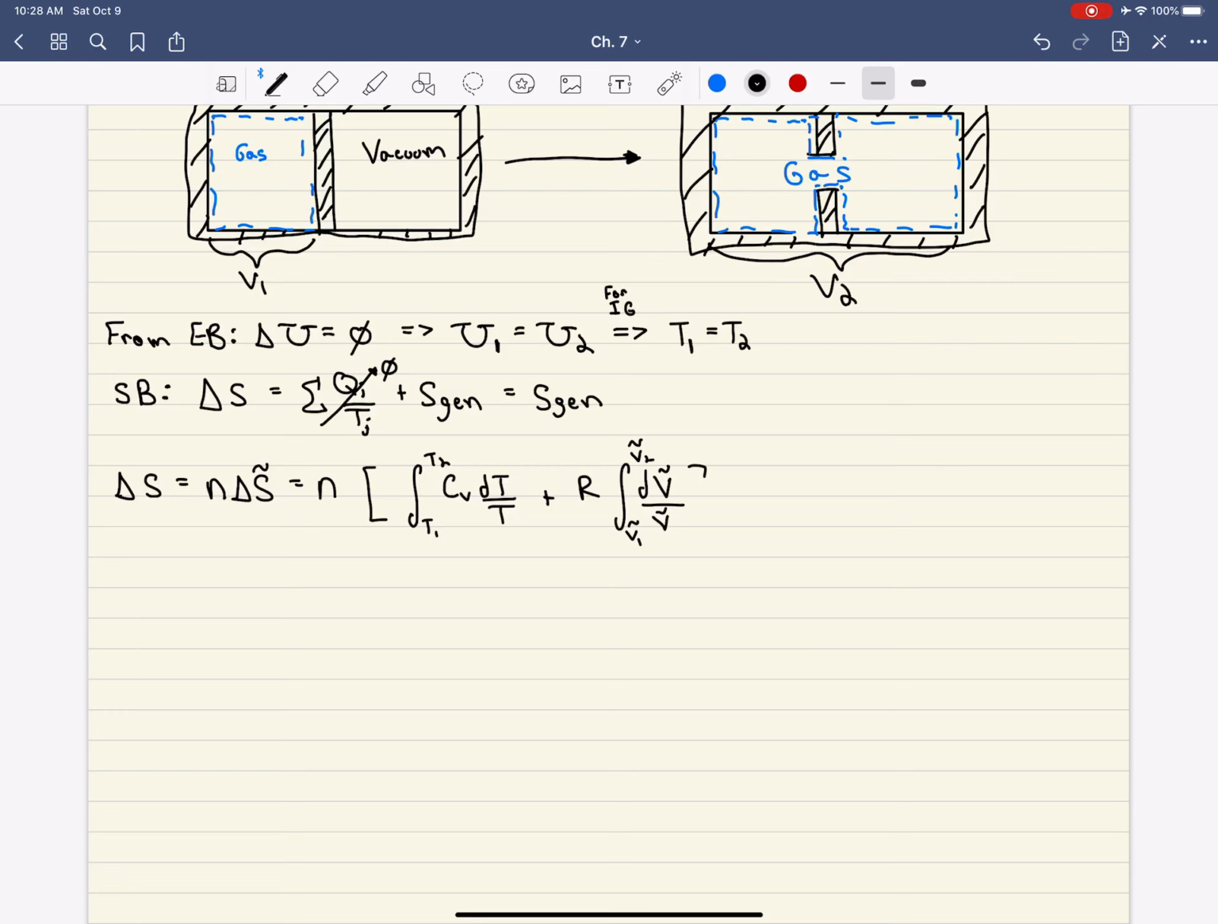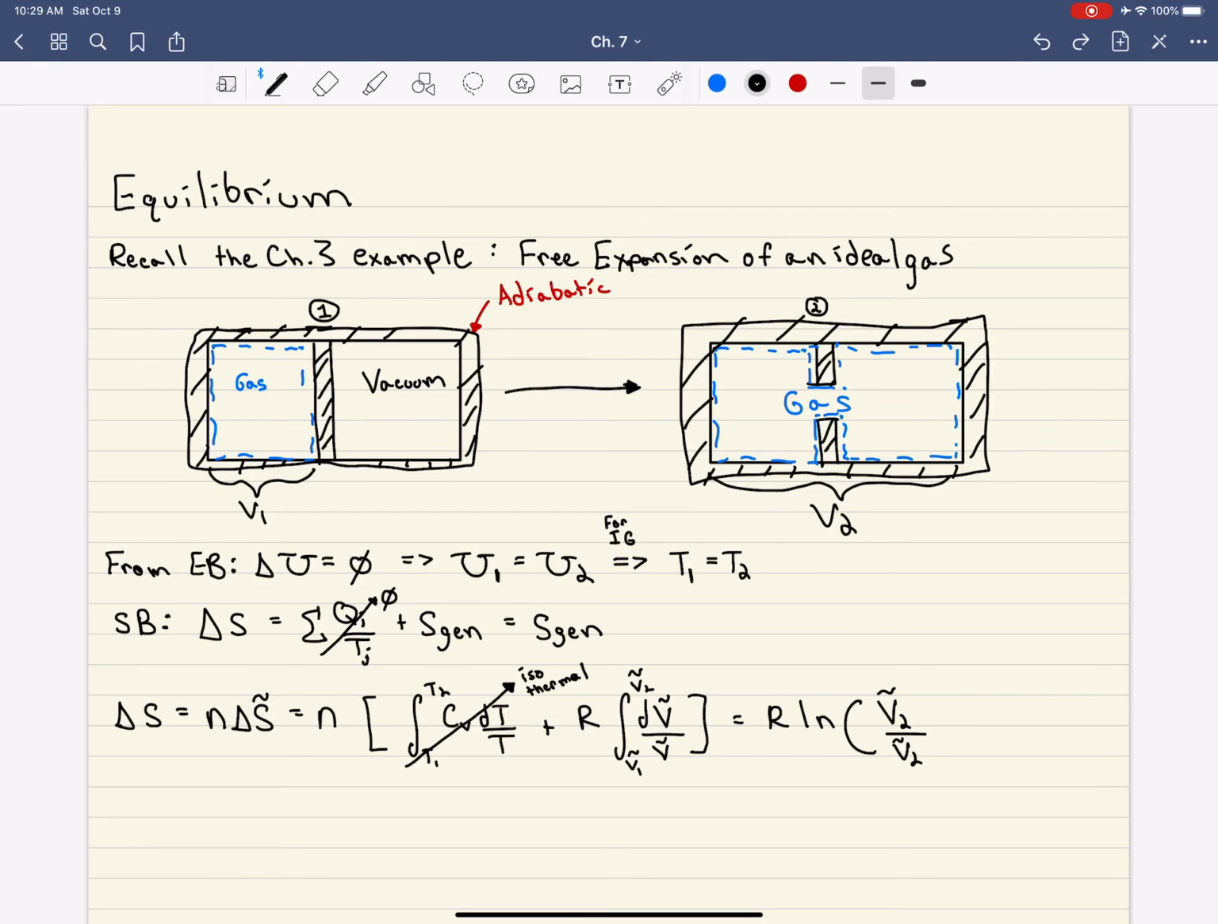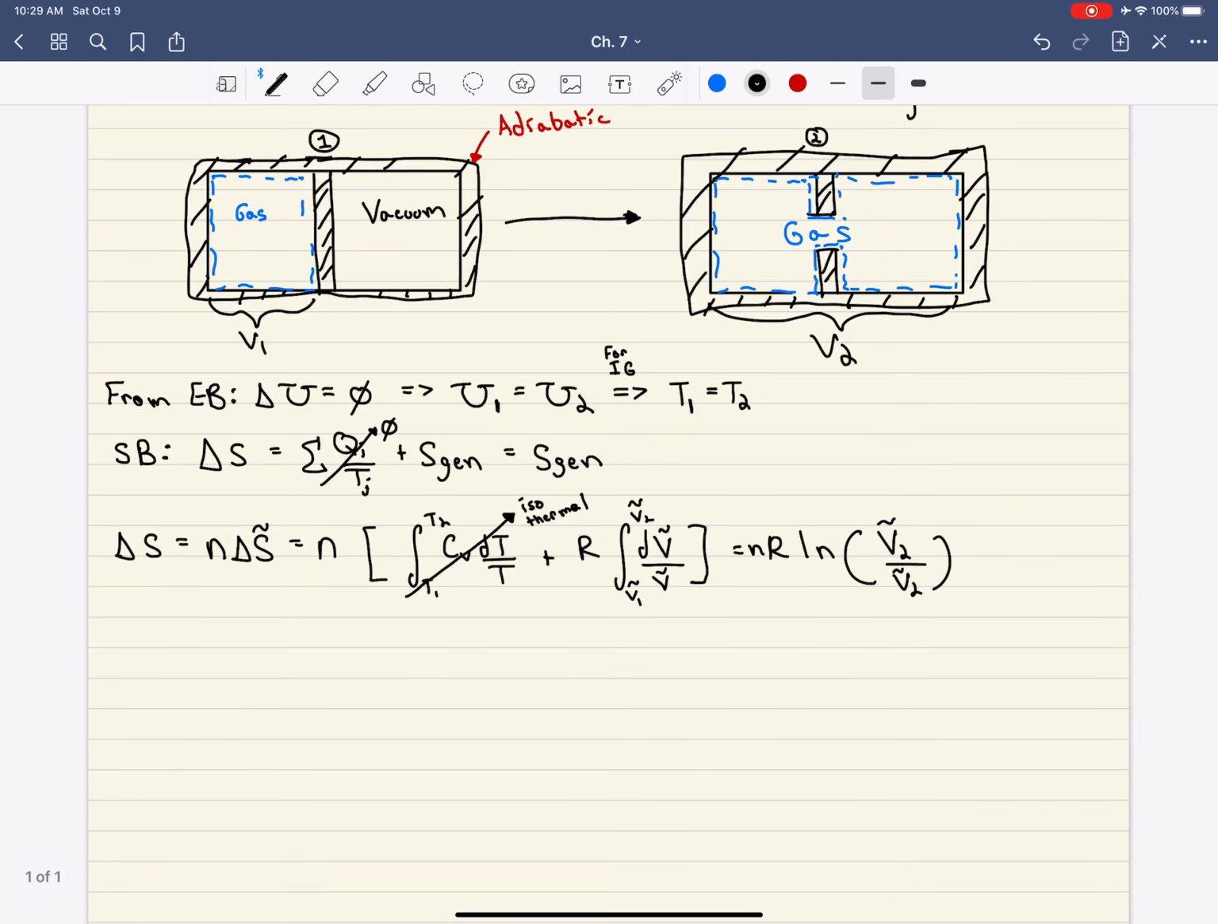V2. Okay? This process, as we showed from the energy balance, is isothermal. So this first term goes away. And if we just carry out the integration on the volume integral, we get that delta S is just equal to nR natural log of the molar volume 2 over the molar volume 1.